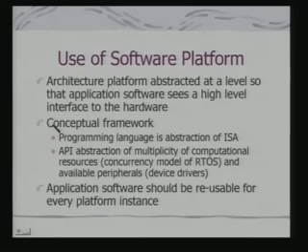So, in that sense your application software should be reusable for every platform instance. This is very interesting to note, because you might be changing your platform instances, but still if you are following this basic framework, then your application remains reusable. So, you can optimize your application by considering different instances of the platform without changing the software itself.